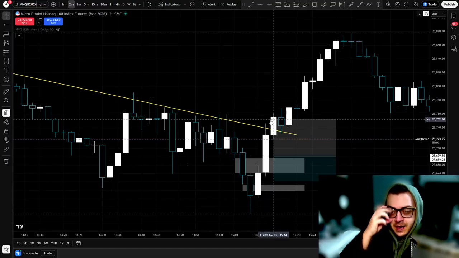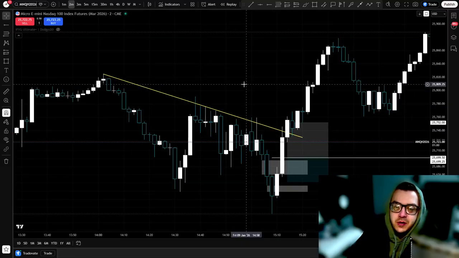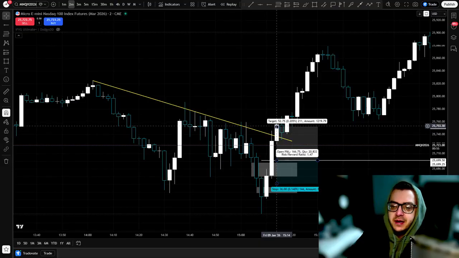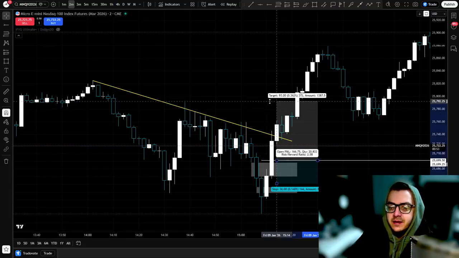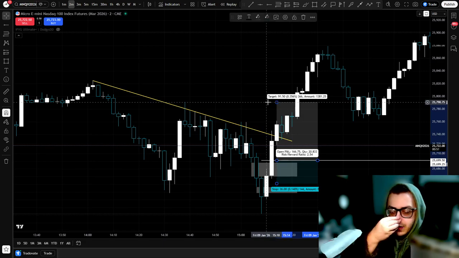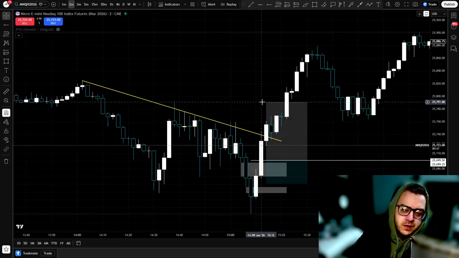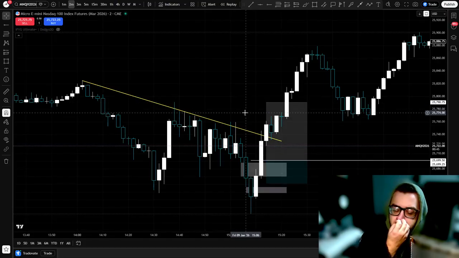Instead of just scaling, I actually decided to add in on this one because I was so confident that we were going to go up. And you can see we chopped around a little bit, ended up going up again. And I think I ended up taking half my position off here. This was around, I think, $150, $200 of profit on the first entry.